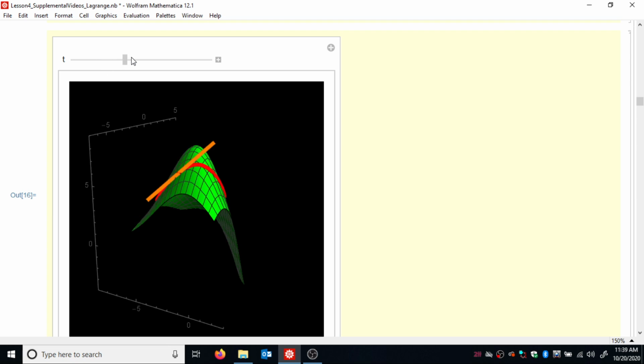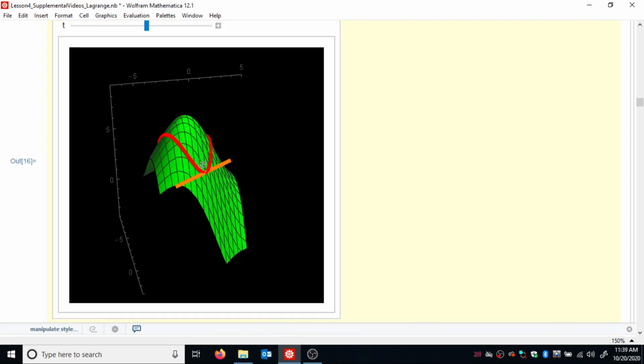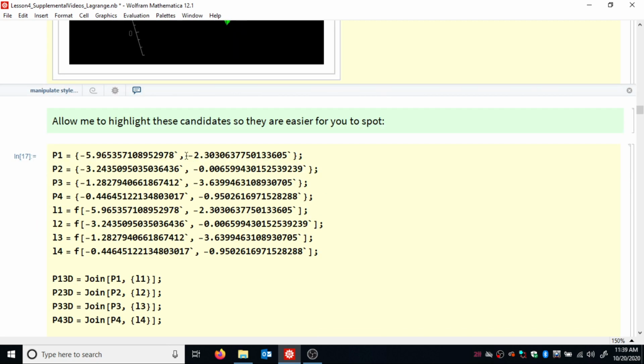We could see that it looks like we have 4 candidates, 4 places where we have a horizontal tangent line. And those 4 locations for our 4 horizontal tangent lines are going to be our candidates for maxes and mins, for global maxes, well, local maxes and mins, but ultimately a global max and a global min.